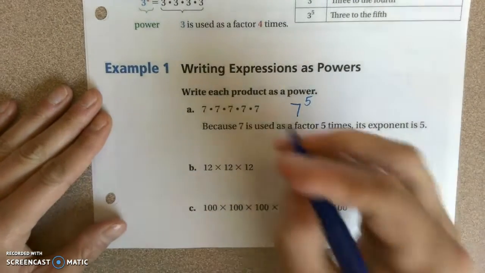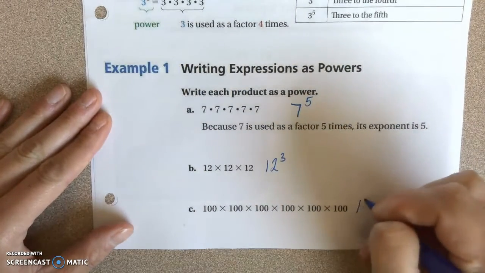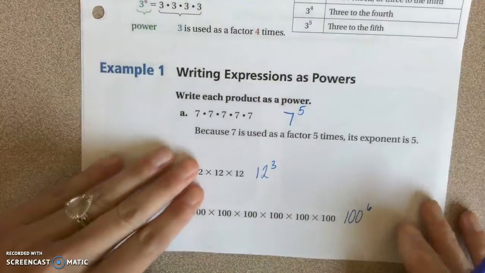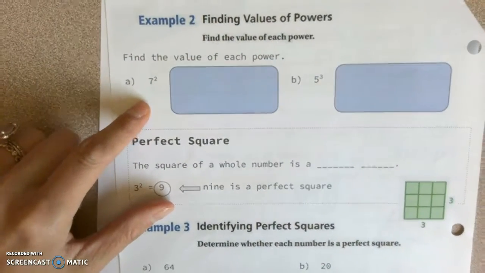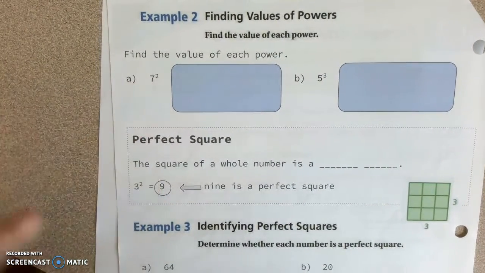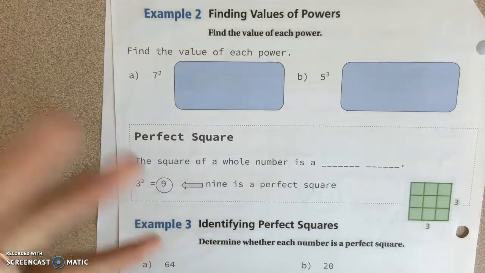All right, so here we have 12 to the 3rd power. This one you should have put 100 to the 6th power. All right, the next thing we're going to do is actually find the value of powers. Okay, so here on the next page, I have 7 squared, or 7 to the 2nd power. Remember, this is not 14. It's 7 times 7.